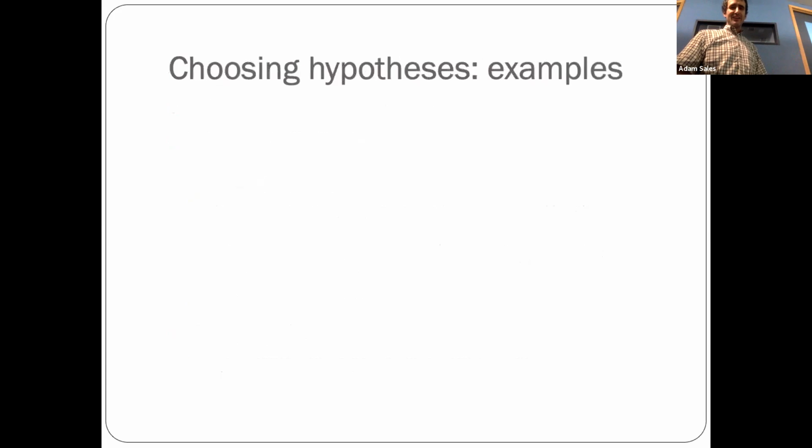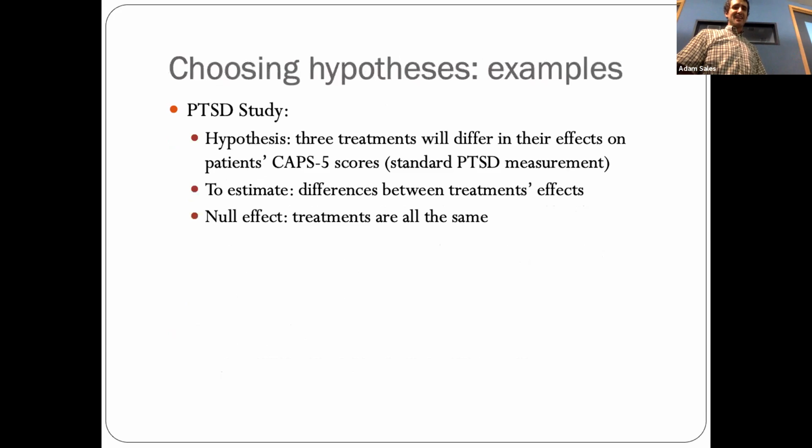All right, so here are the actual examples. In the PTSD study, the hypothesis was that the three treatments differ in their effects on the CAPS-5 scores, which is a standard PTSD measurement, right? The first question was, do these three evidence-based treatments actually have different effects? We can test that, see if they're all the same or different, and then try to estimate what the difference between the effects is. A null effect would mean no, they all work the same.